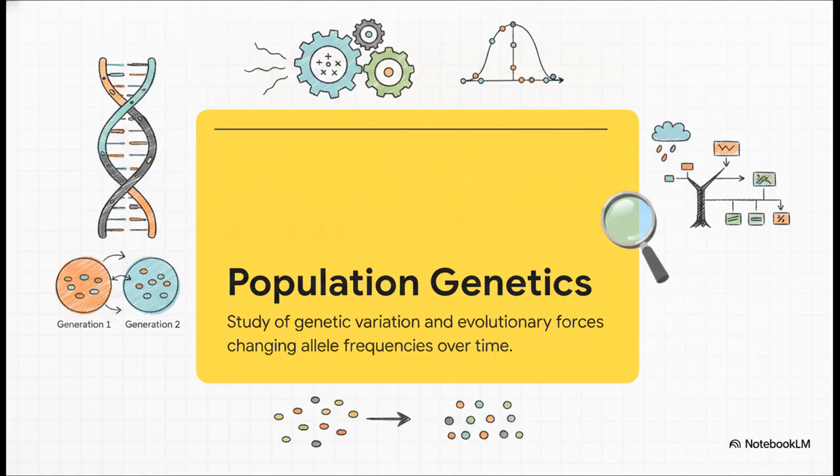To really set the stage here, we need to zoom way out. Instead of just looking at an individual's DNA, population genetics looks at entire interbreeding groups. It's literally the study of genetic variation within those populations and the evolutionary forces that influence changes in allele and genotype frequencies over time. Basically, this is where the core principles of genetics meet the heavy-hitting math of evolution.